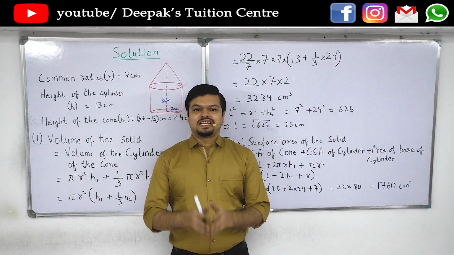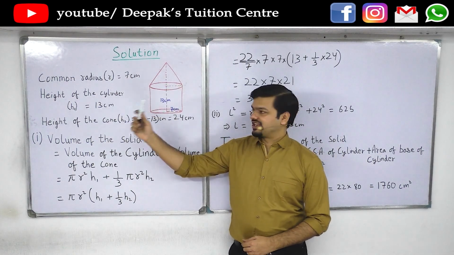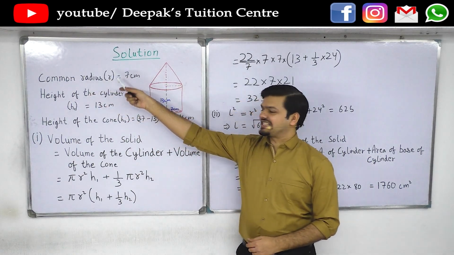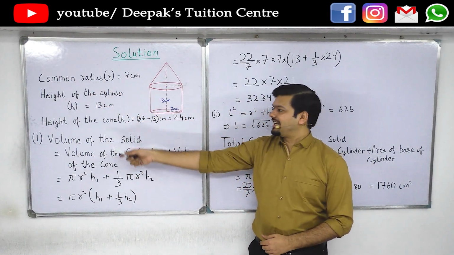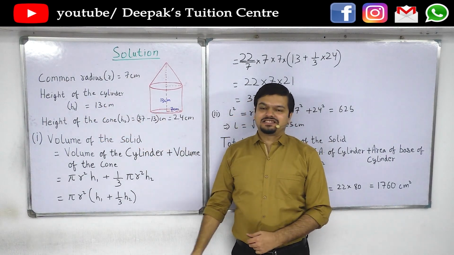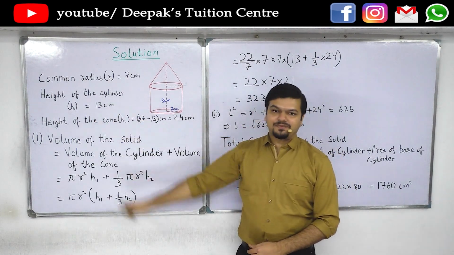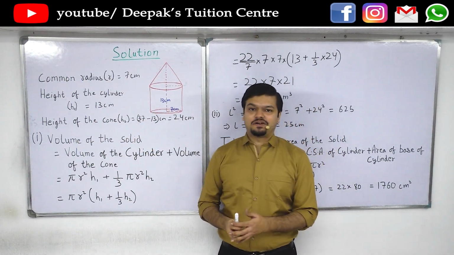First thing we do is copy the diagram and copy the data that is given in the question. So the common radius, that is R, is equal to 7 centimeter. The height of the cylinder, that is H1, equals 13 centimeter. So I have taken the height of the cylinder as H1. Now I have to find out the height of the cone.